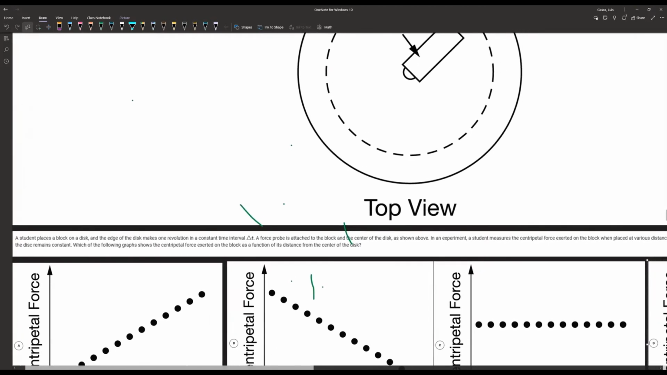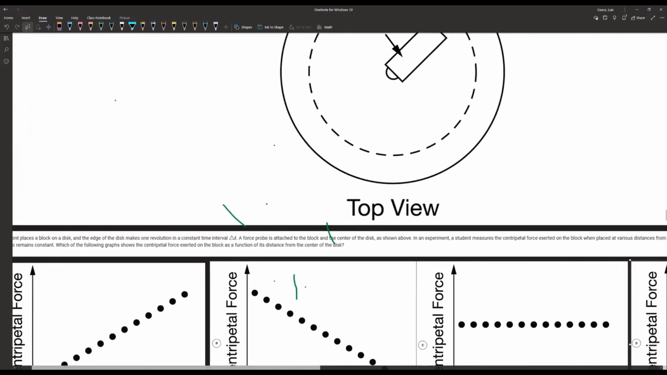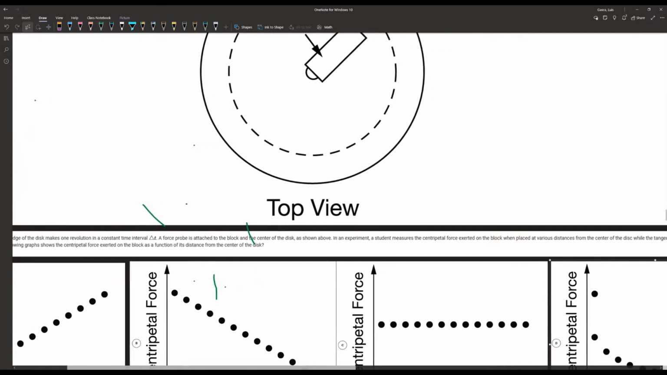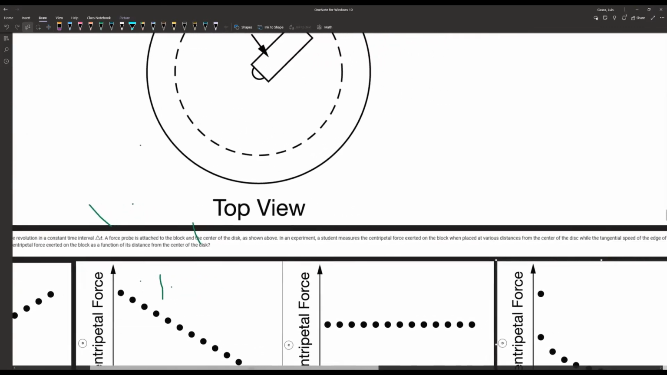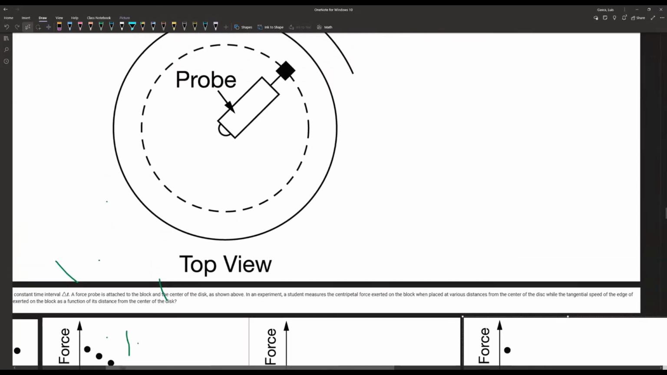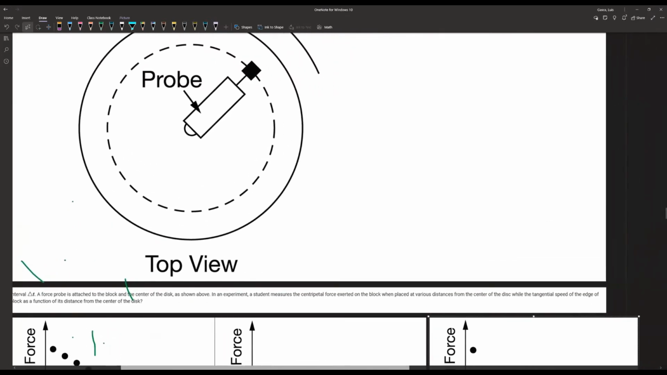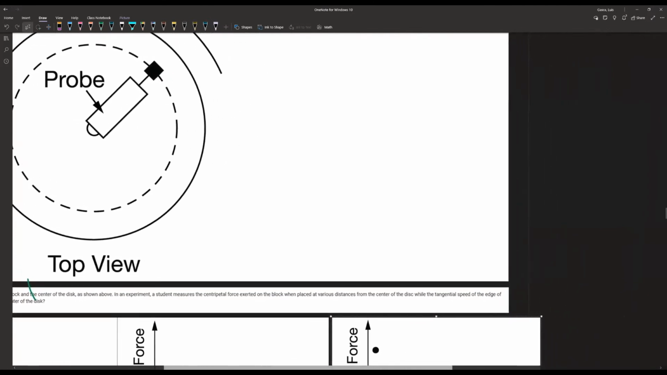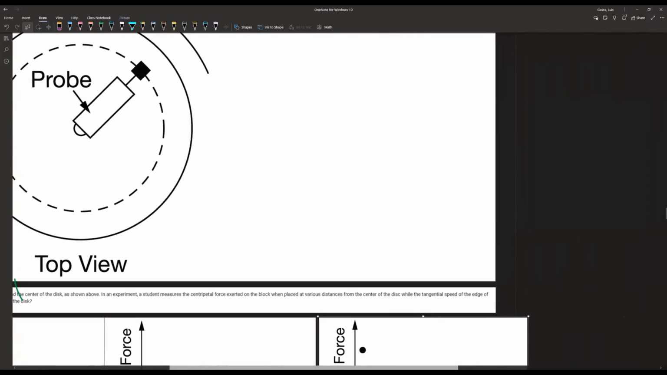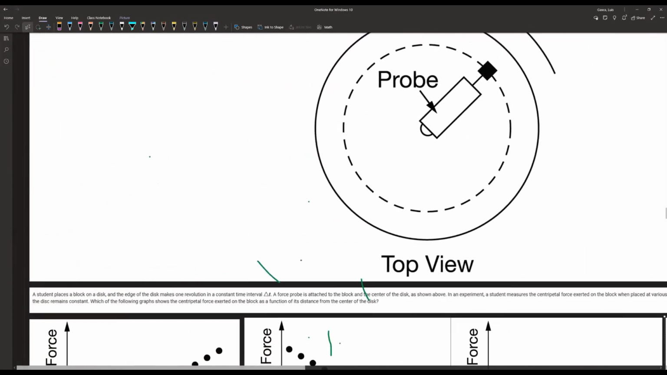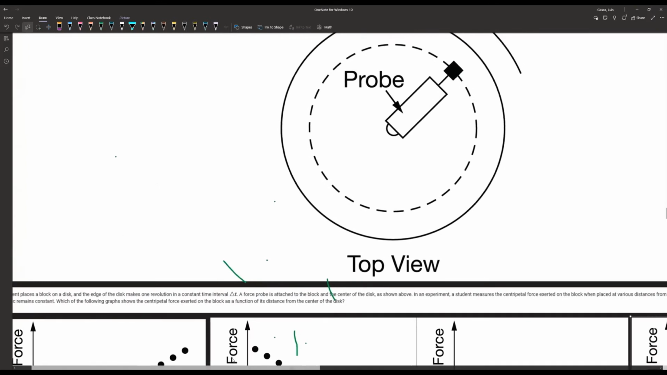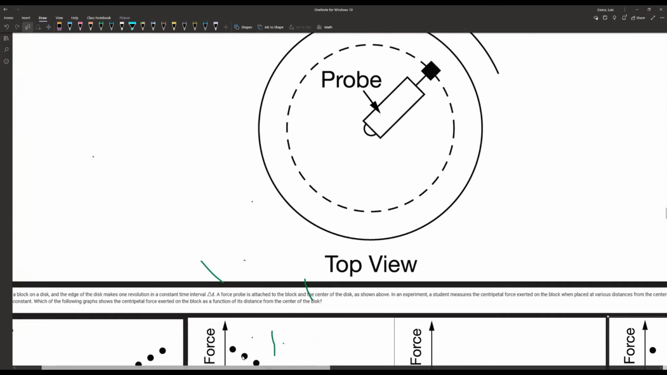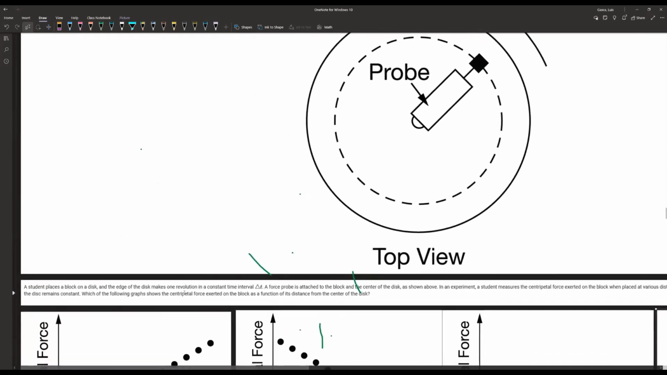A student places a block on a disk, and the edge of the disk makes 1 revolution at a constant time interval delta t. A force probe is attached to the block and the center of the disk as shown above. So that's this part right here. In an experiment, the student measures the centripetal force exerted on the block when placed at various distances from the center of the disk, while the tangential speed of the edge of the disk remains constant. Which of the following graphs shows the centripetal force exerted on the block as a function of its distance from the center of the disk?